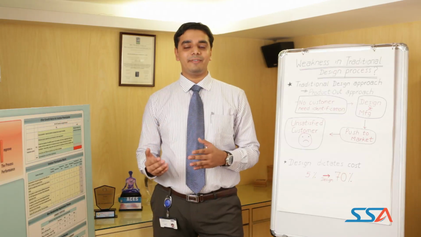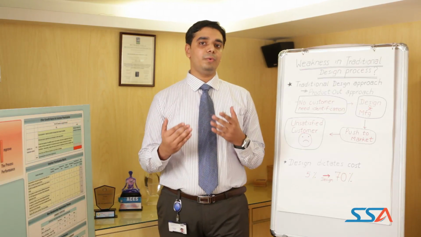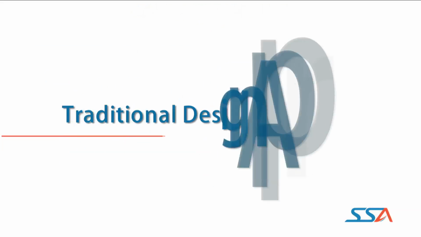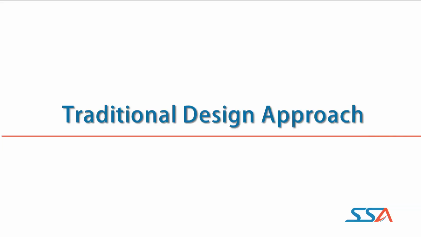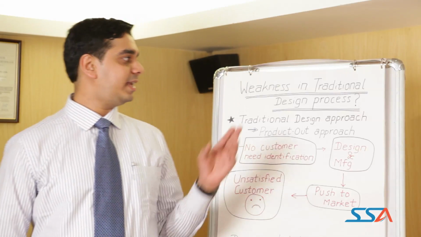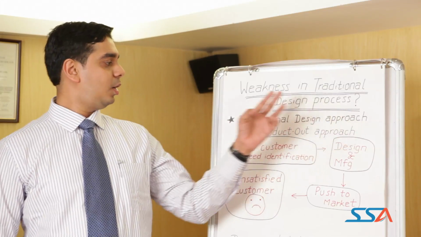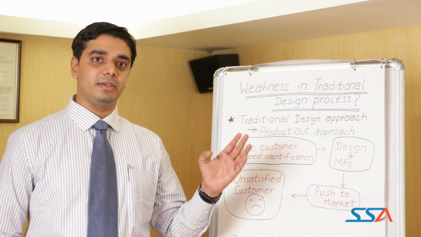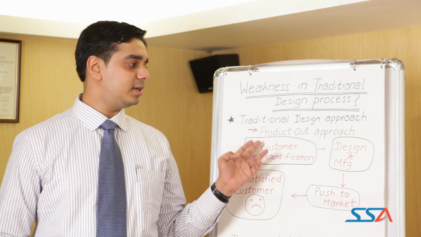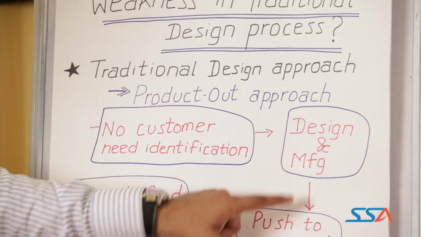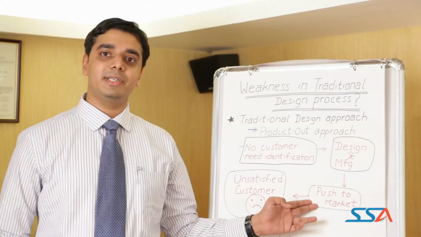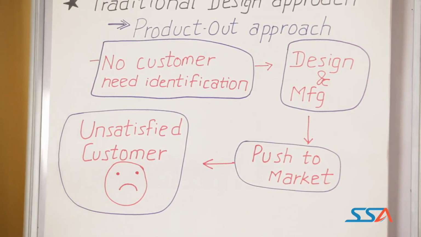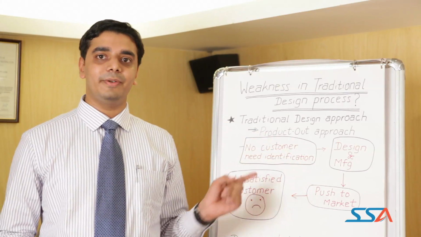Before we have a look at DFMA, let us have a look at how the traditional design approach behaves in the design industry. Now let us take a look at the weakness in traditional design process, also termed as the product out approach. The traditional design approach behaves in this fashion. No customer need identification is done. The design is made and manufactured, tossed out outside for the sales and marketing guys who push out the product to the customers, and they are unsatisfied because the latent and obvious needs of the customer were not identified.